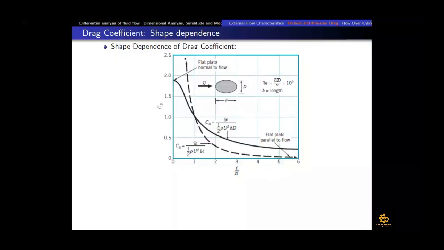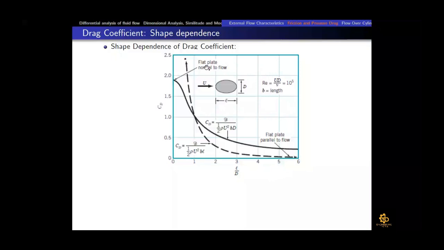It means that the flow is such that the body is quite blunt. Frontal area is more. Then in that case, CD value is very high, like around 2 or maybe 2.5 for that case, right? So if you see here that when L upon D is 0, what does it mean? That the flat plate is normal to the flow.